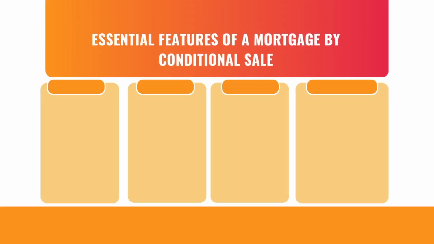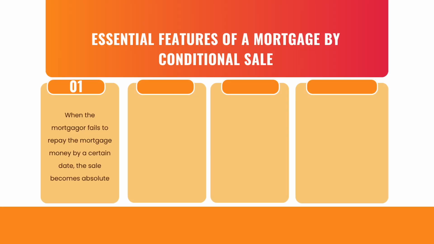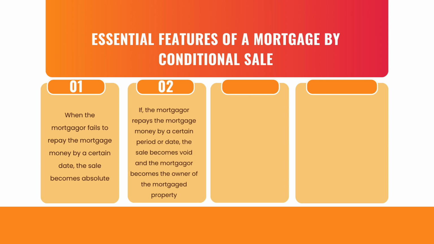Essential features of a mortgage by conditional sale. Number 1, when the mortgagor fails to repay the mortgage money by a certain date, the sale becomes absolute. Number 2, if the mortgagor repays the mortgage money by a certain period or date, the sale becomes void and the mortgagor becomes the owner of the mortgage property. Number 3, the transaction also resembles that of a sale, though it is only a mortgage.